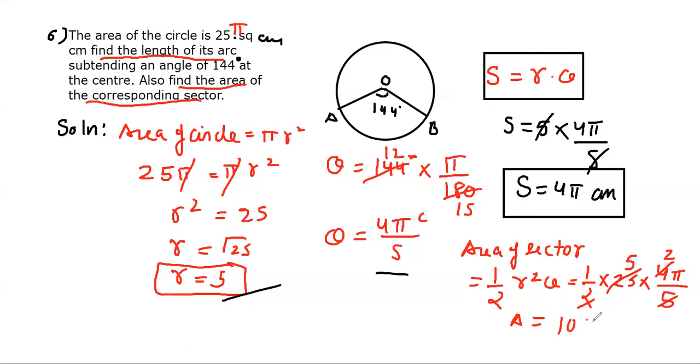I would write down here 10 pi, and this is centimeter square. Why centimeter square? Since it is area. Okay, this is how we will find it. We have found out the area as well as the length of arc, area of sector and length of arc. We have found out both the things.